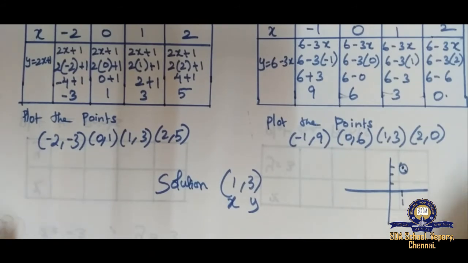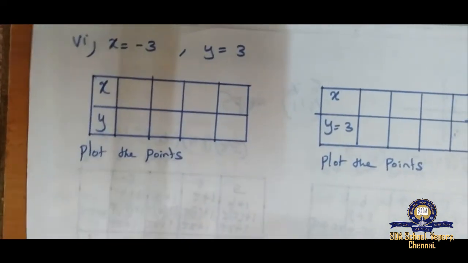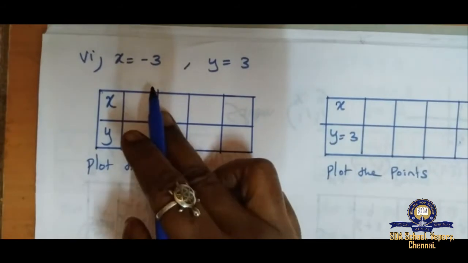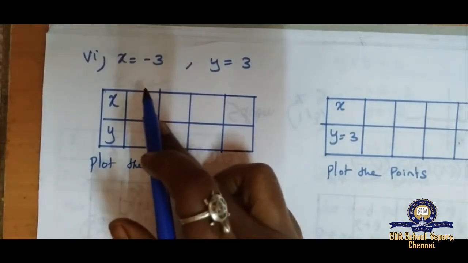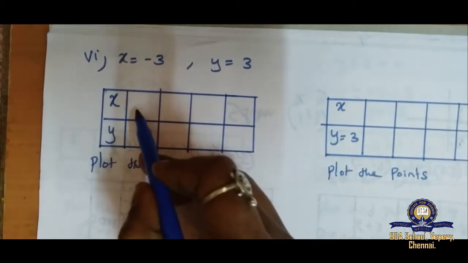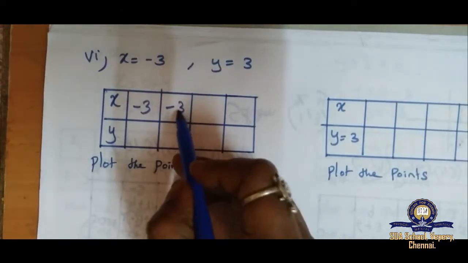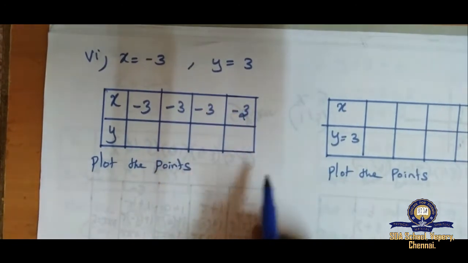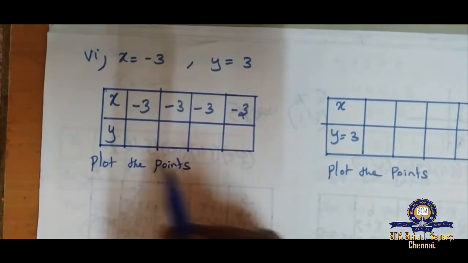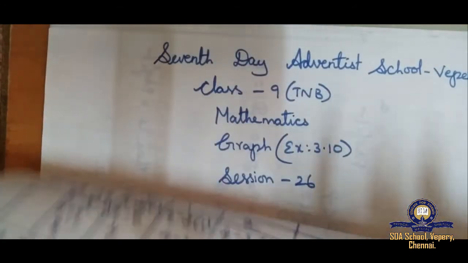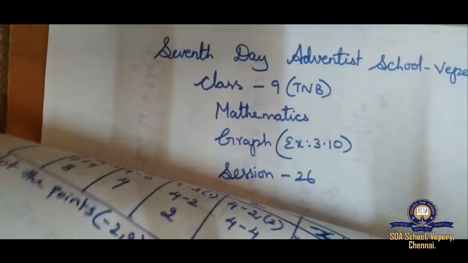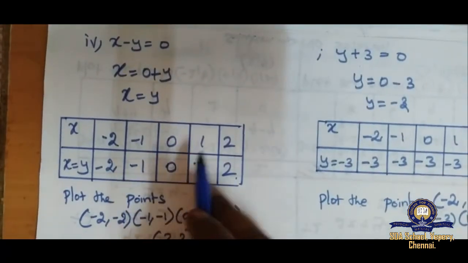Next, 6th question. x is equal to minus 3 and y is equal to 3. Here they have given us x equal to minus 3 and y equal to 3. So here specifically x equal to minus 3, there is no equation at all. So x is minus 3. We cannot change the x value. Minus 3 only. Then for y, we can have any number of values. Here we took x values as minus 2, minus 1, 0, 1, 2.